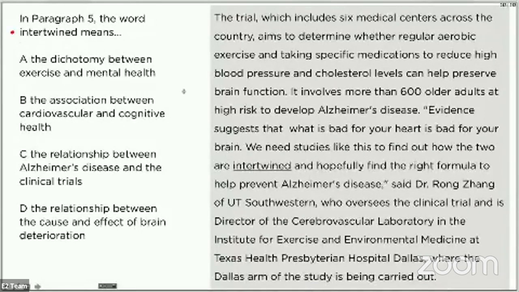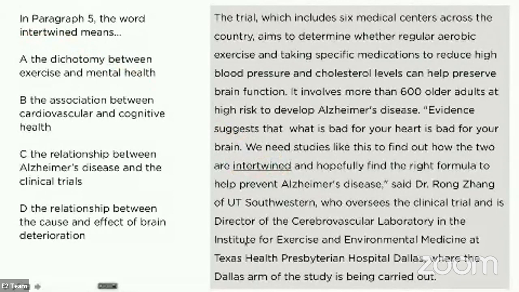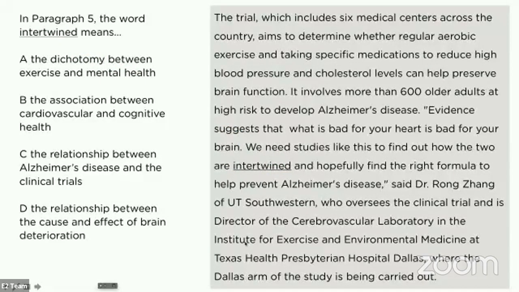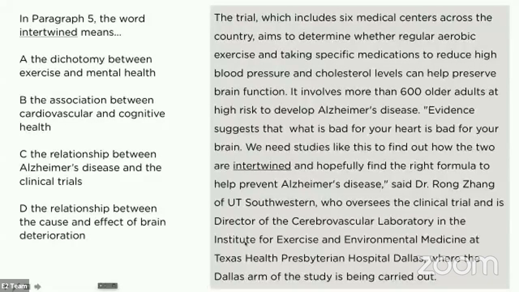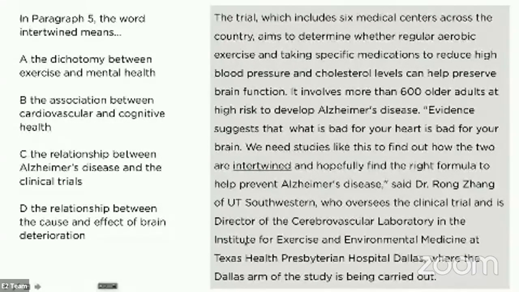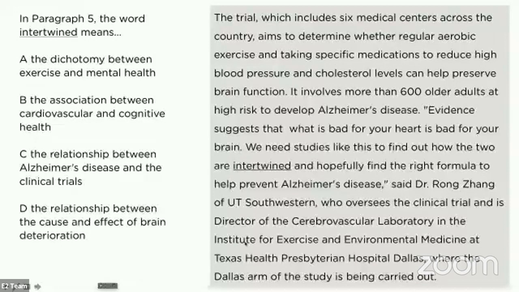In paragraph 5, the word intertwined. Now, what you'll find on test day is that they, in fact, do you a favor. They underline the word and they underline it in the text. So you know exactly where to look, which is very helpful. So in paragraph 5, the word intertwined means what? The dichotomy between exercise and mental health, the association between cardiovascular and cognitive health, the relationship between Alzheimer's disease and the clinical trials, or D, the relationship between the cause and effect of brain deterioration. So let's have a look at this.